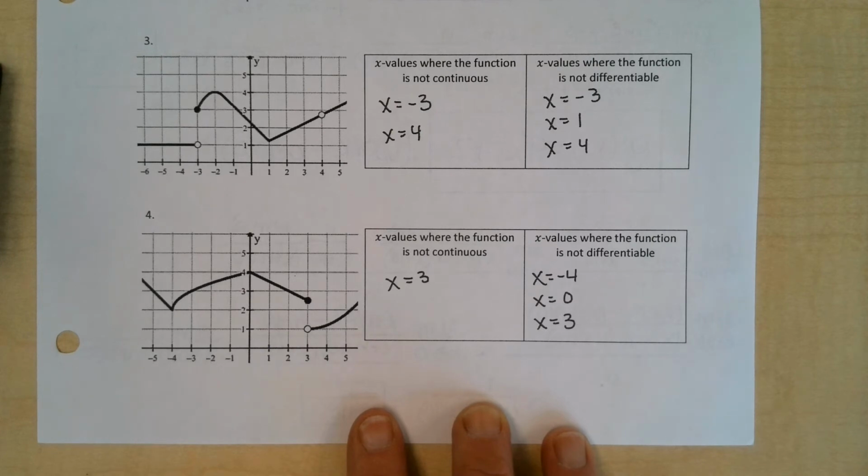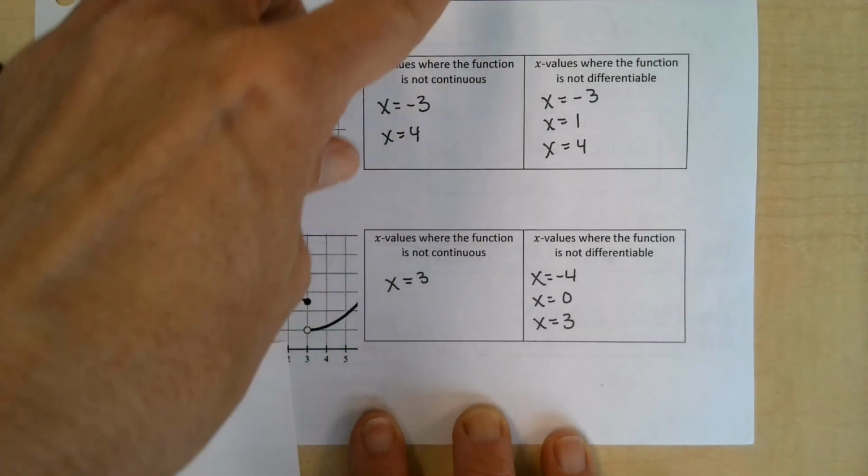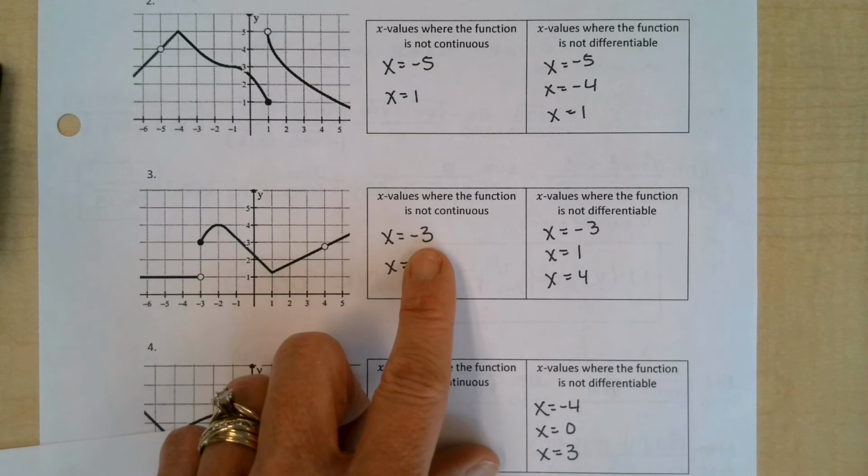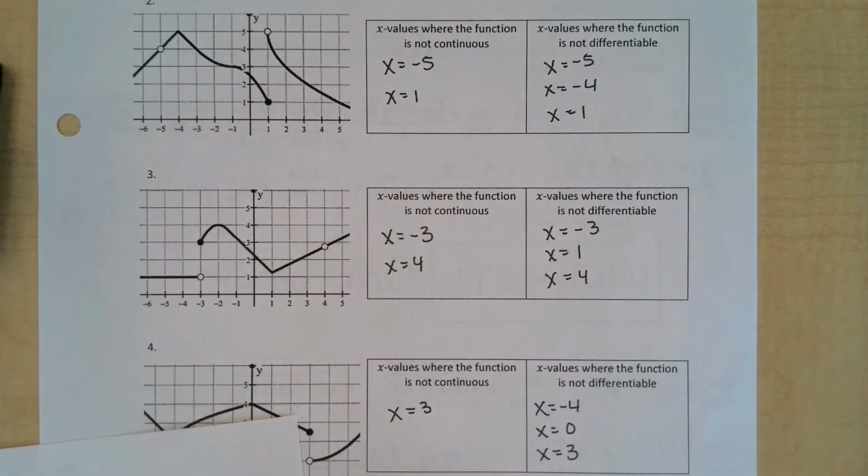Go ahead, Billy. I think you already said this, but for the not continuous, you have to put it in the not differentiable as well. Yeah. So she put them in both here. I'm okay with that, because I'm assuming that you know that if it's not continuous, it's not differentiable.